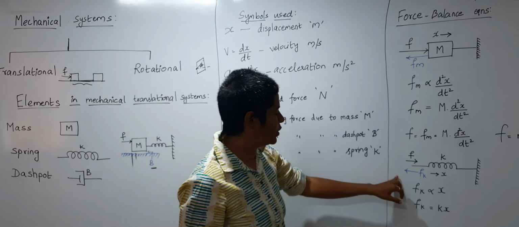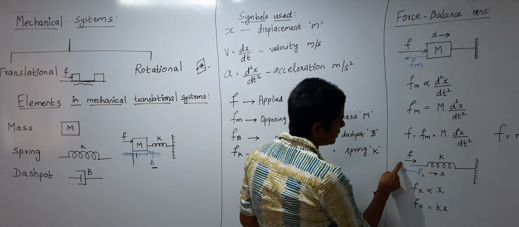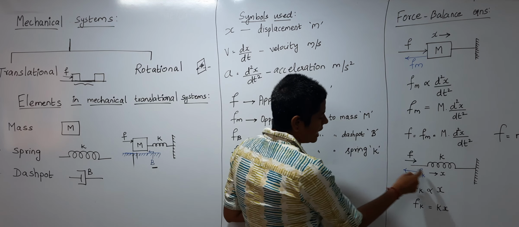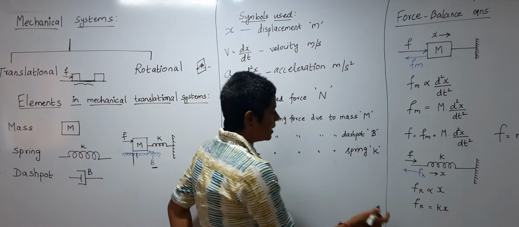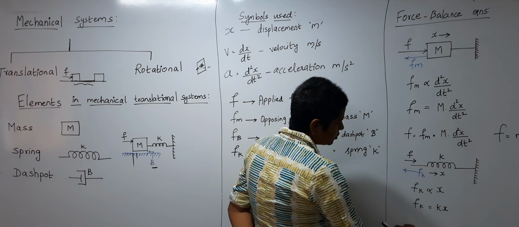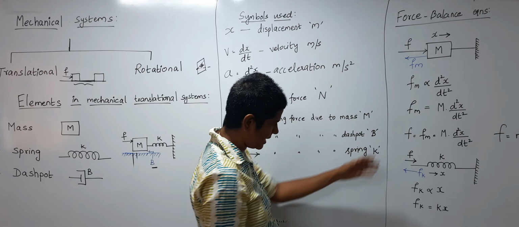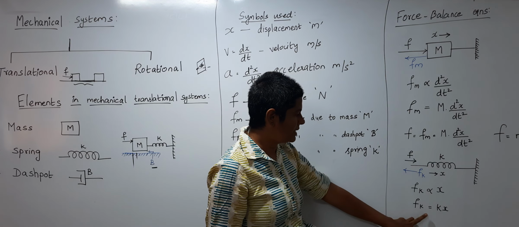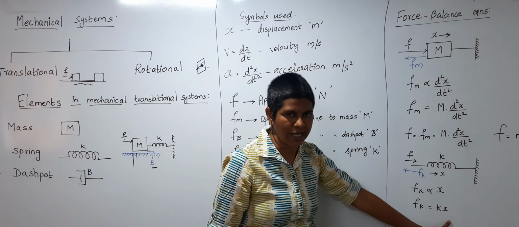And the next one is the spring. To the spring again we have an applied force F, and the respective displacement is x. So here the opposing force is directly proportional to x. Since the spring is represented by the letter k, the proportionality constant is k. So we write Fk is equal to k into x.